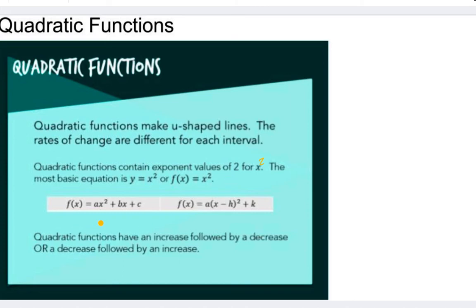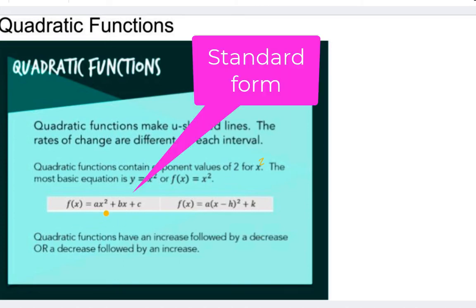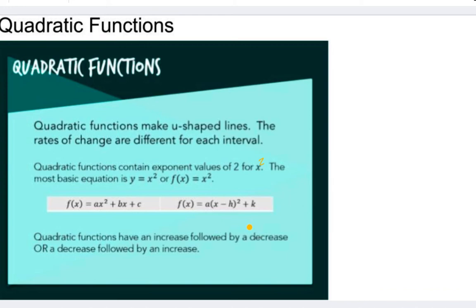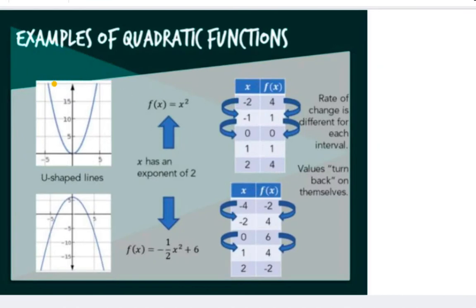This version is called the standard form, a times x squared plus b times x plus c. This version is called the vertex form. It tells you what the vertex, or the lowest or highest point of the graph is. In both cases, you see you have x squared, and over here you have x, and the squared is outside the parentheses. They're always going to go up and then down, or they're going to go down and then go back up again. So this shape, that's the parabola that we're talking about.